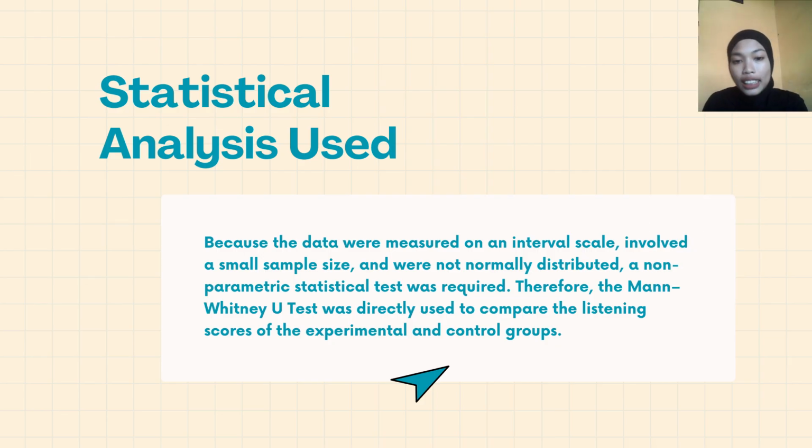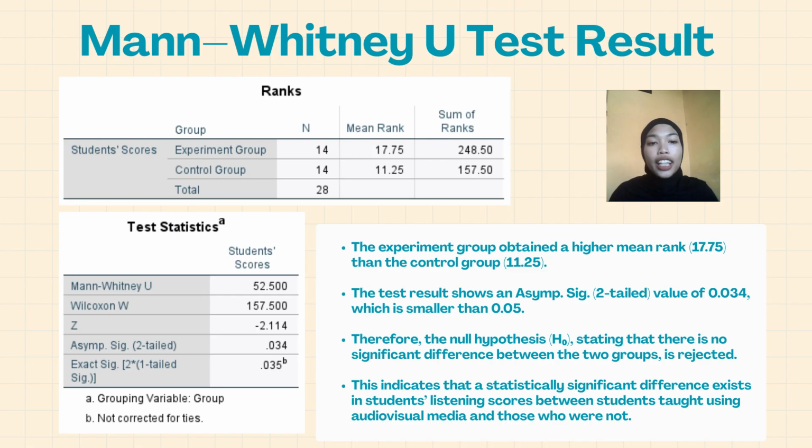Next, the statistical analysis used in this study. Because the data were measured on an interval scale and involved a small sample size and were not normally distributed, a non-parametric statistical test was required. Therefore, the Mann-Whitney U test was used to compare the listening scores of the experimental group and the control group. And here is the Mann-Whitney U test result. As we can see from the two tables, the experimental group obtained a higher mean rank, which is 17.75, than the control group, which is 11.25.